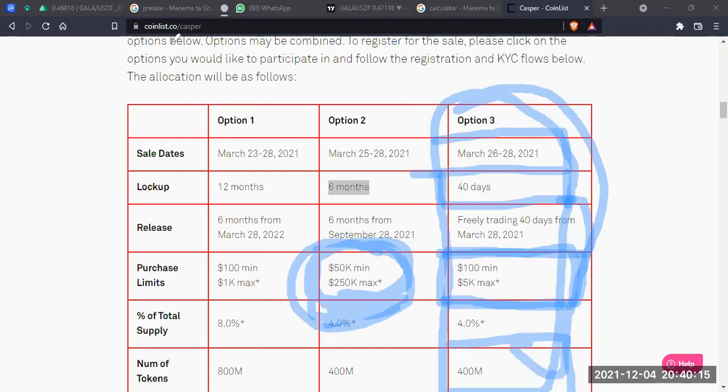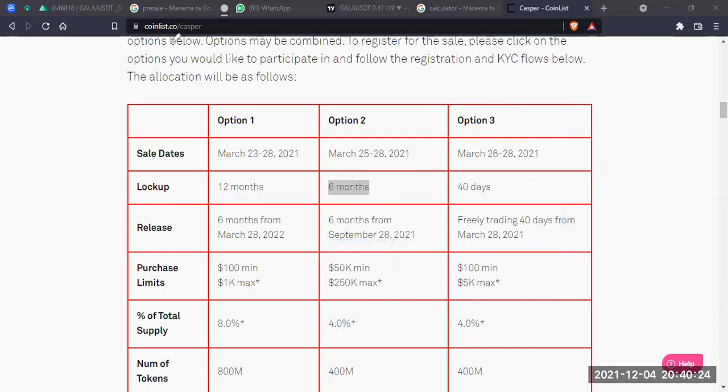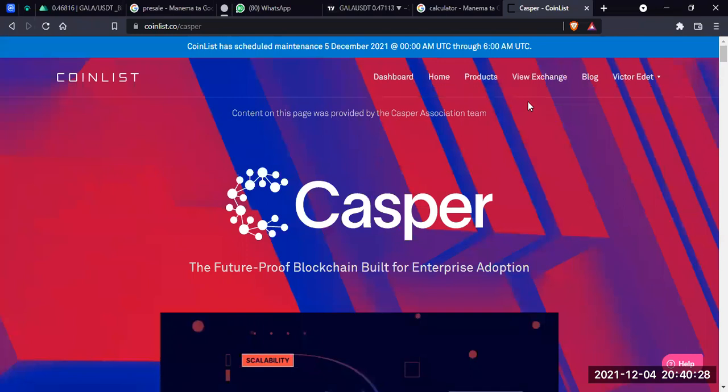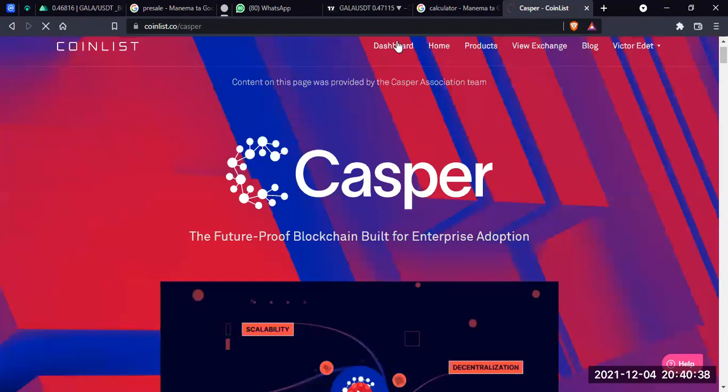Let me see if I can. I actually bought this Casper for someone back then. It was my first pre-sale, the first coin I bought this year. Let me get back to the dashboard now.